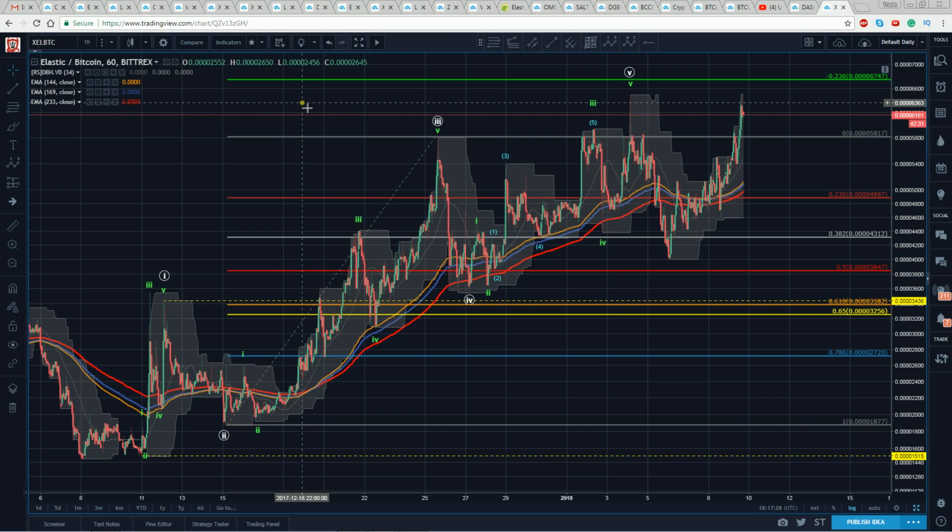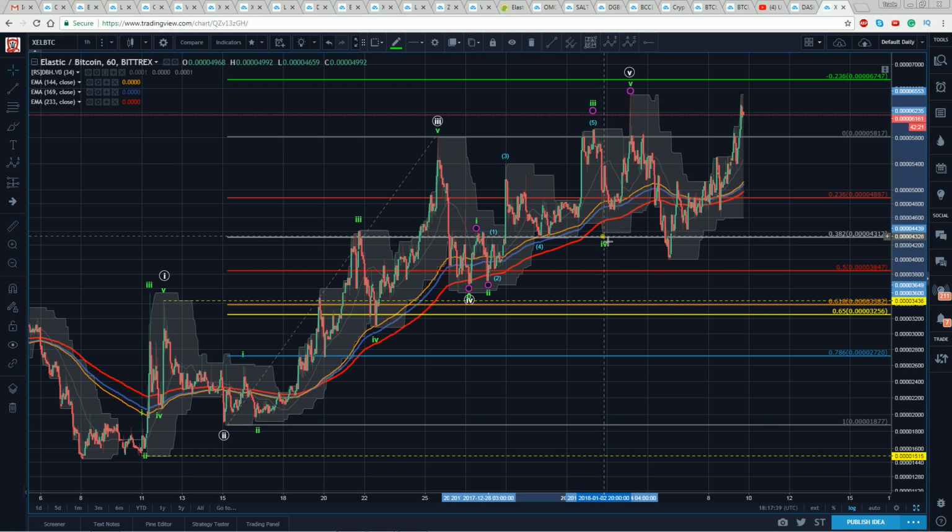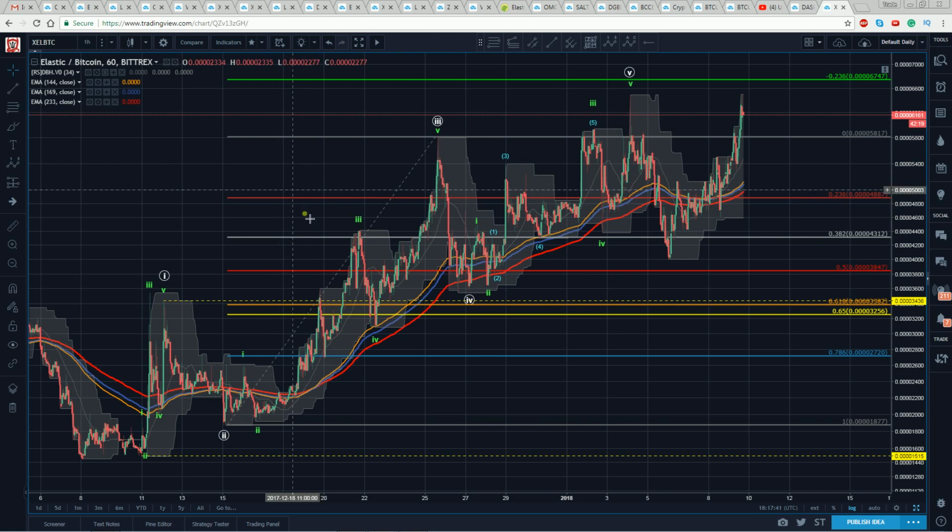All we're doing is qualifying the pivots. Does this work? Can we get this count to fit without violating any Elliott wave structural rules? I'm going to phrase it that way. So here's our fifth. Here's our 1.